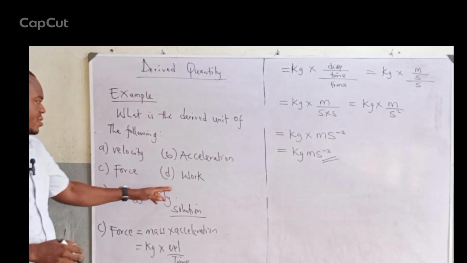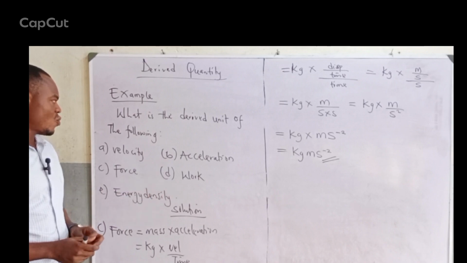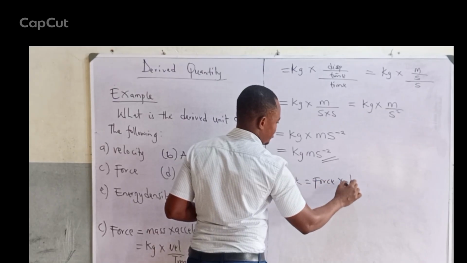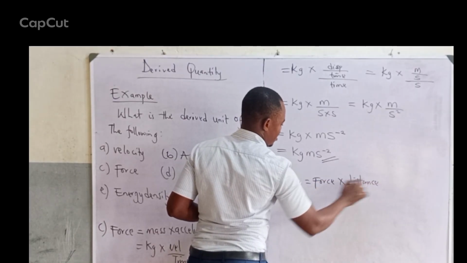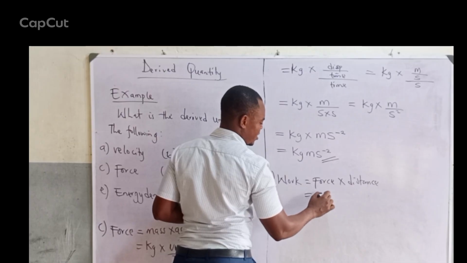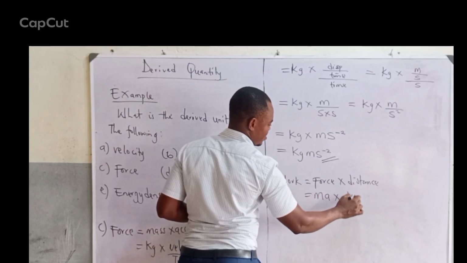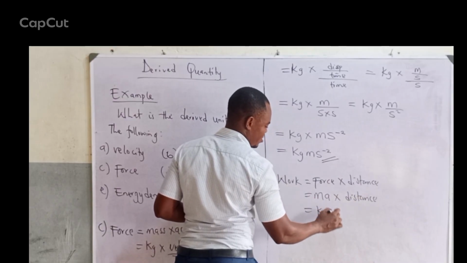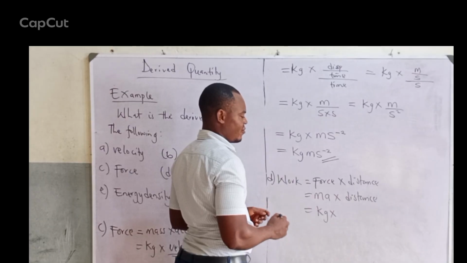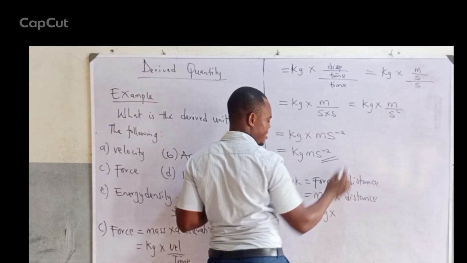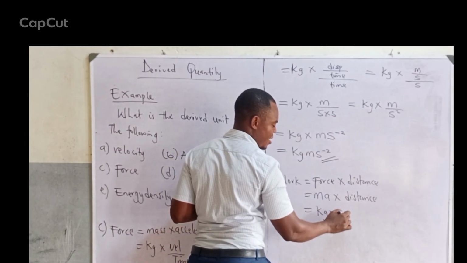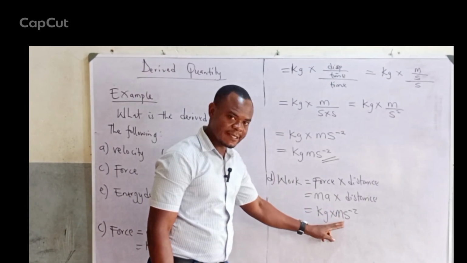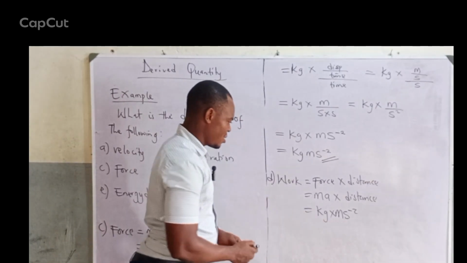We take D, work. Work is force times distance. Now, what is force? Mass times acceleration, times distance. Now, mass is kg, times acceleration, which is displacement over time, just the way we did it there. So I will just write meter per second square. We know how to find this. It's not hard, and I don't want to repeat it.